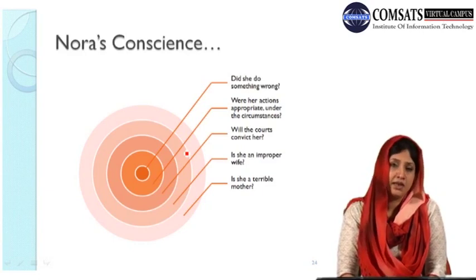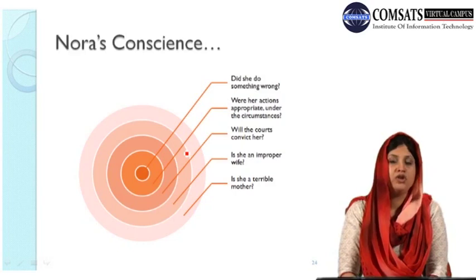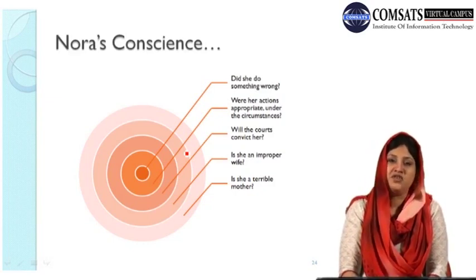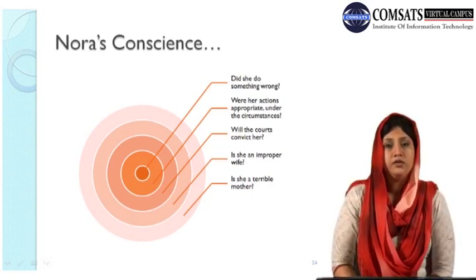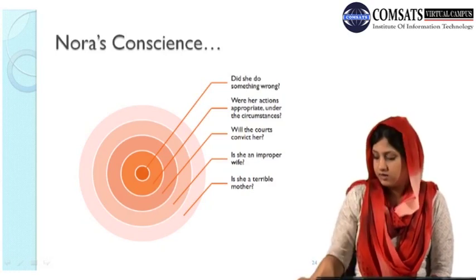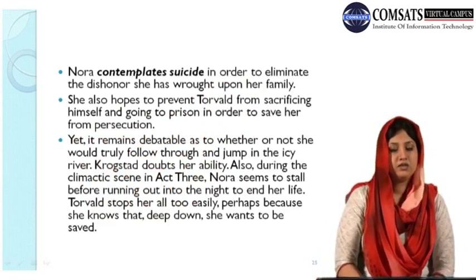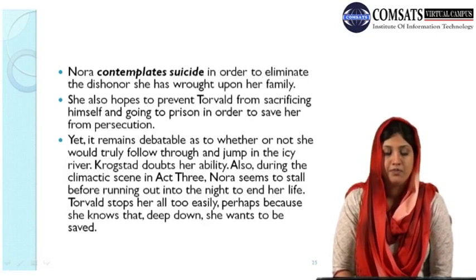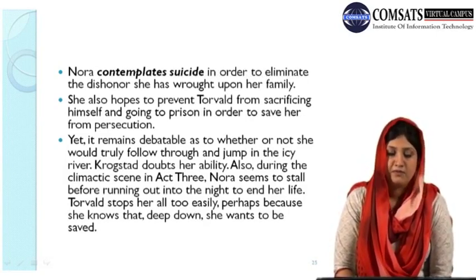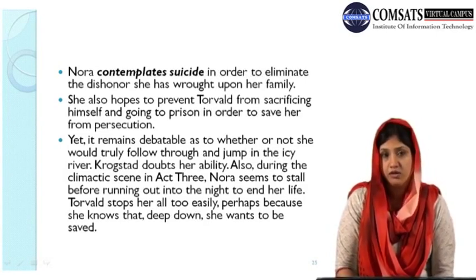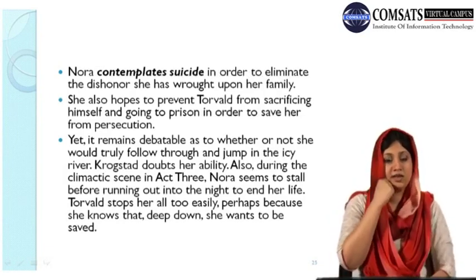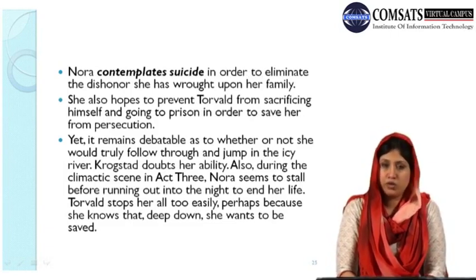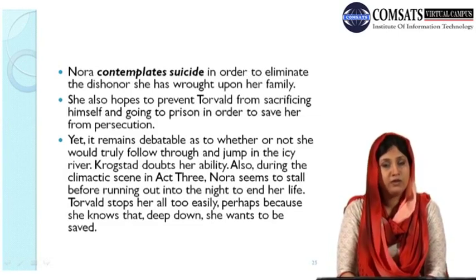When her husband declares that she's not allowed anymore to raise their children, she finally questions. This question has become a kind of final nail in the coffin, that she thinks, is she a terrible mother? So these questions make Nora think, and think so hard that she contemplates suicide in order to eliminate the dishonor she has earned in her married life. She also hopes to prevent Torvald from sacrificing himself and going to prison in order to save her from persecution. And when she is into this thought process, we can see that she still loves her husband. And she wants to prevent Torvald from going through any hard decisions and hardship of life as well.